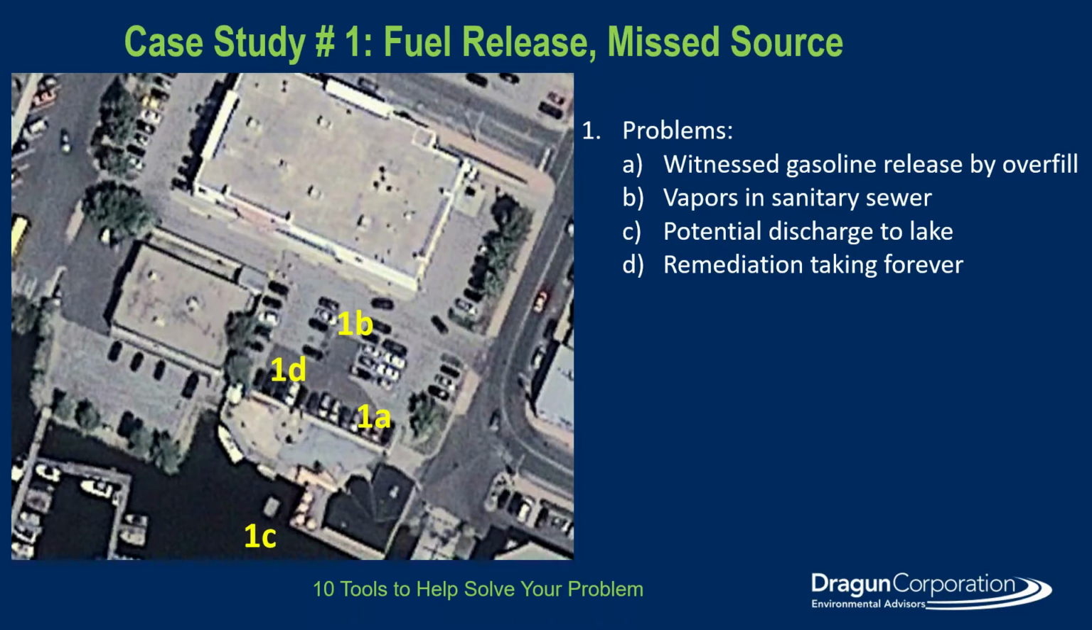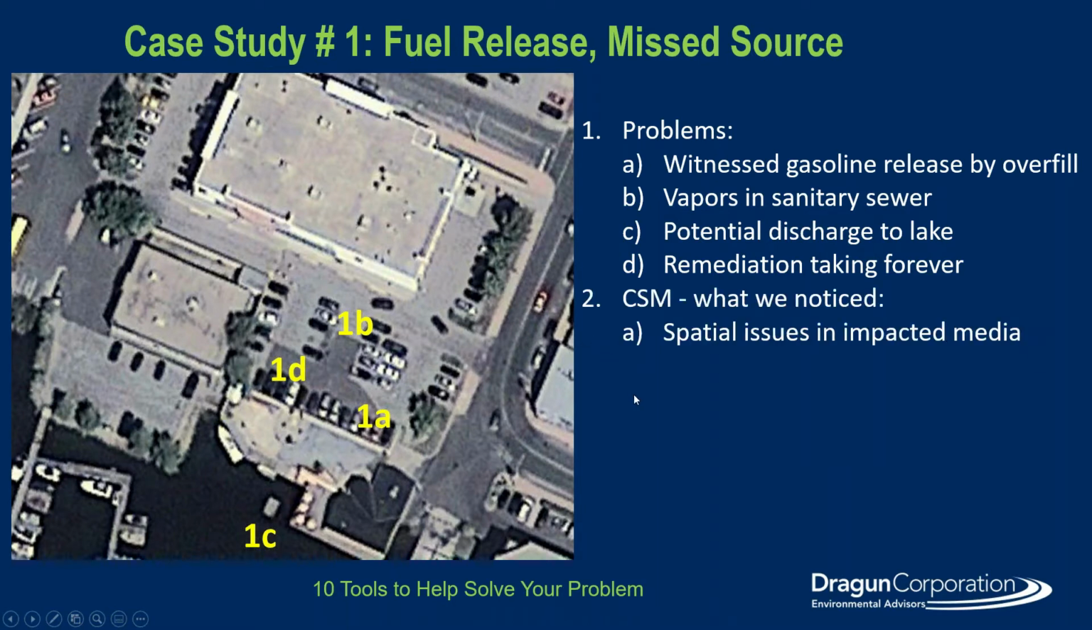So this site was a fuel release where a source was missed. The problems in place when we got involved: 1A, there was a fuel release near a lake, and it was by an overfill, so the actual release was witnessed. 1B, there were vapors in a sanitary sewer that ran from the top left to the bottom right. There was potential discharge into this adjacent lake, and the remediation was taking forever.